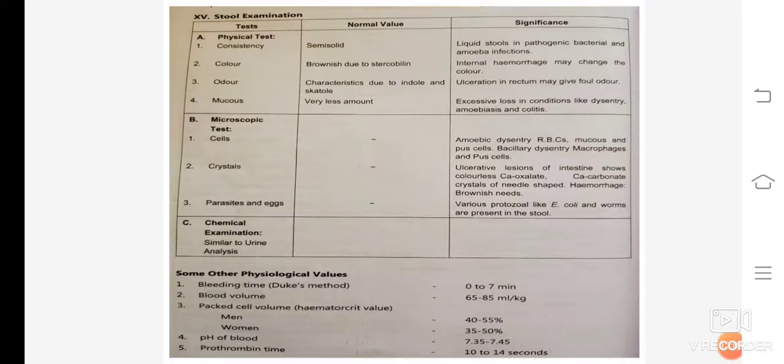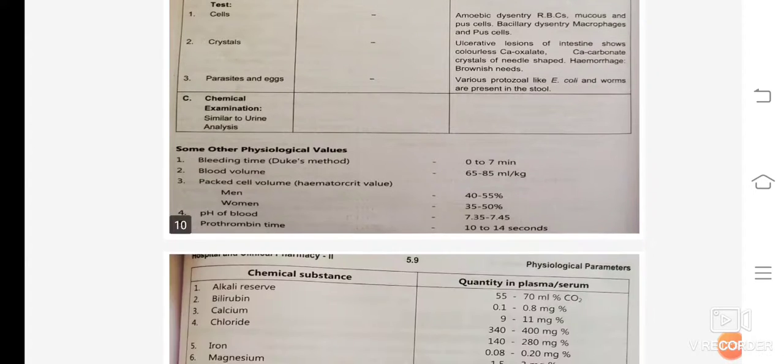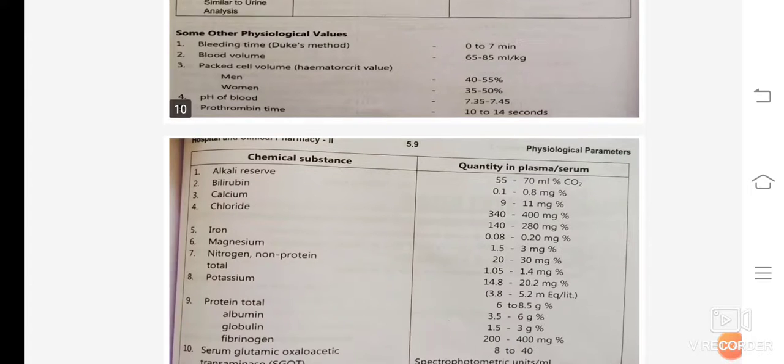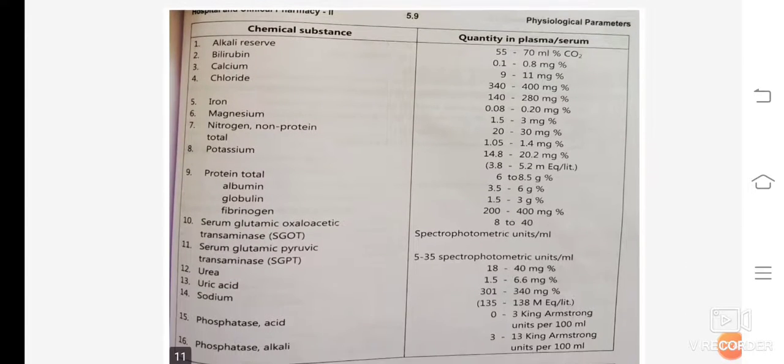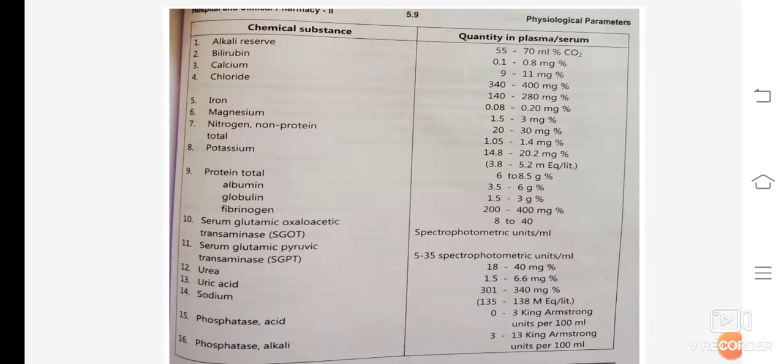In some other physiological values, that is some parameters, it includes bleeding time, that is Duke's method, 0 to 7 minutes, blood volume 65 to 85 ml per kilogram, then packed cell volume, that is hematocrit value, men 40 to 55%, women 35 to 50%, pH of blood 7.35 to 7.45, then thrombin time 10 to 14 seconds.